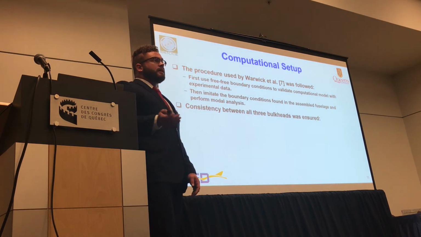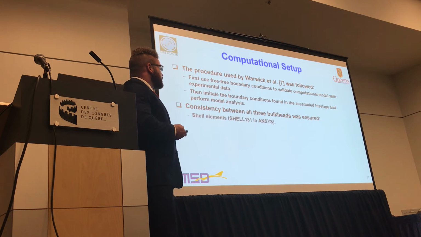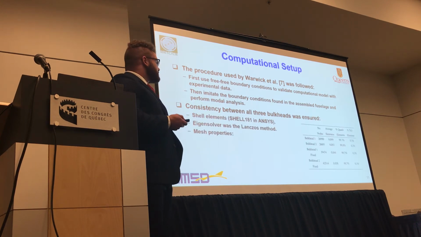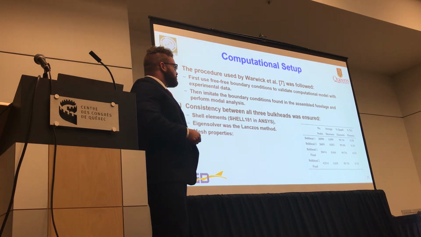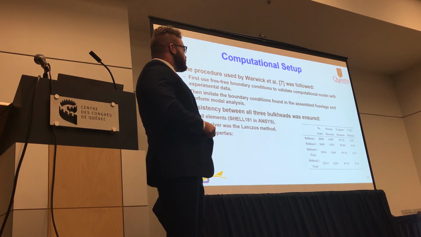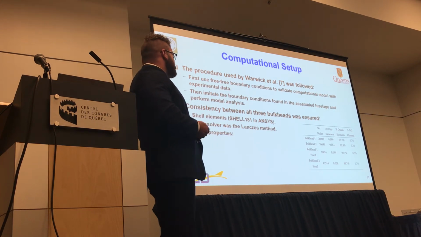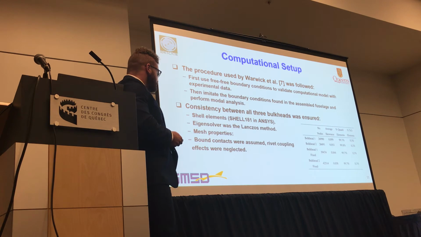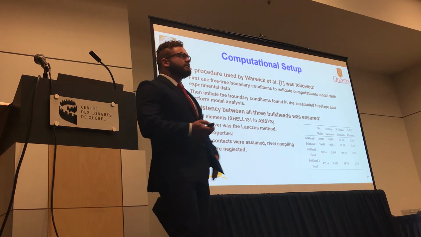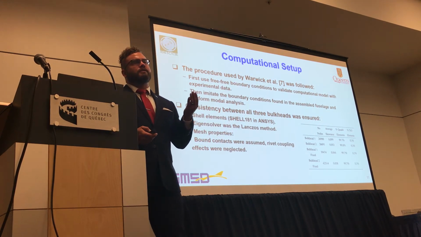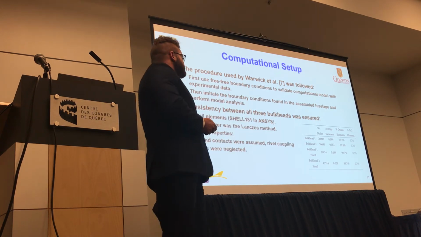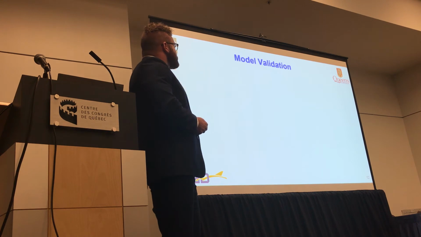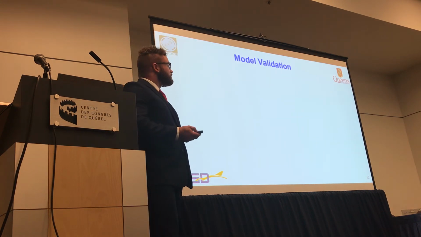For the computational setup, once again, I ensured consistency between all 3 configurations. I used shell elements. The eigensolver was the Lanczos method. As you can see in the mesh properties, the elements are primarily quadrilateral, and there are roughly the same number of elements. I used bound contacts to connect the stiffeners with the plate of the bulkhead, so I neglected all the riveting coupling effects. So the results of this study, first the model validation.